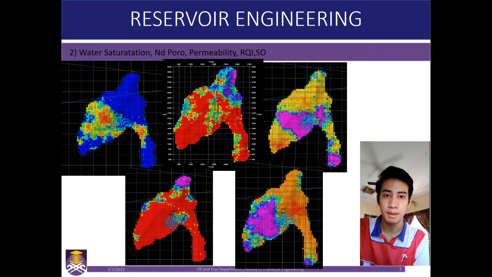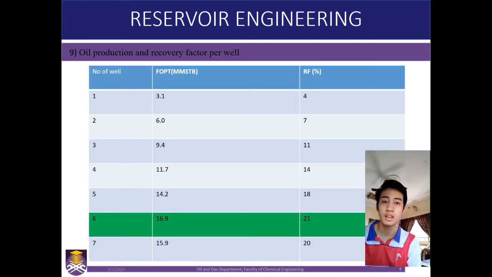And this is the map for the water saturation. First, water saturation. Second map is the ND poro. Third, permeability. Then RQI. And the last map is the SO. And now I will show you the data for the oil production and the recovery factor per well.